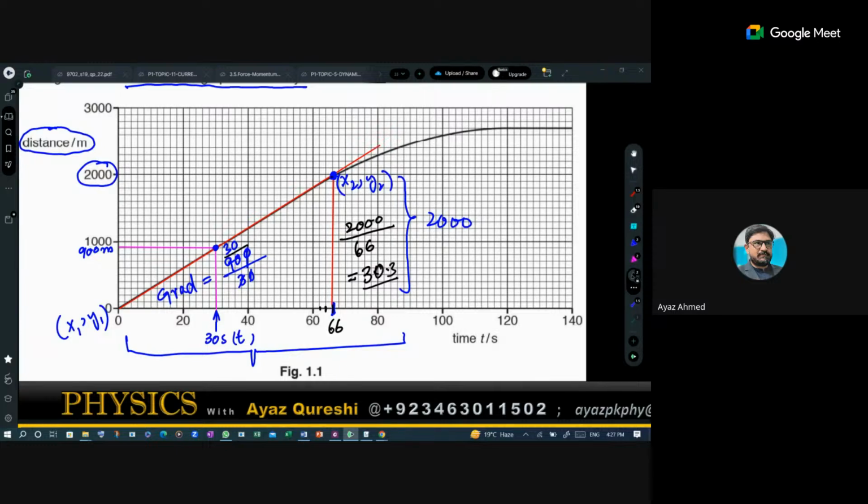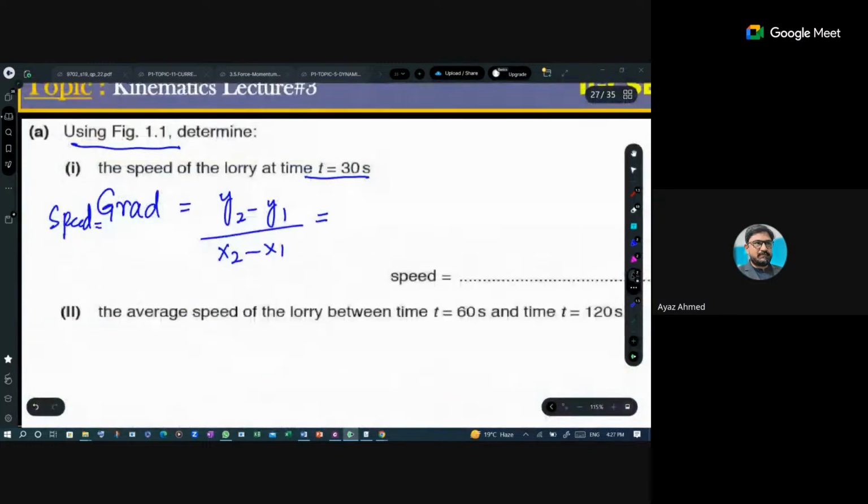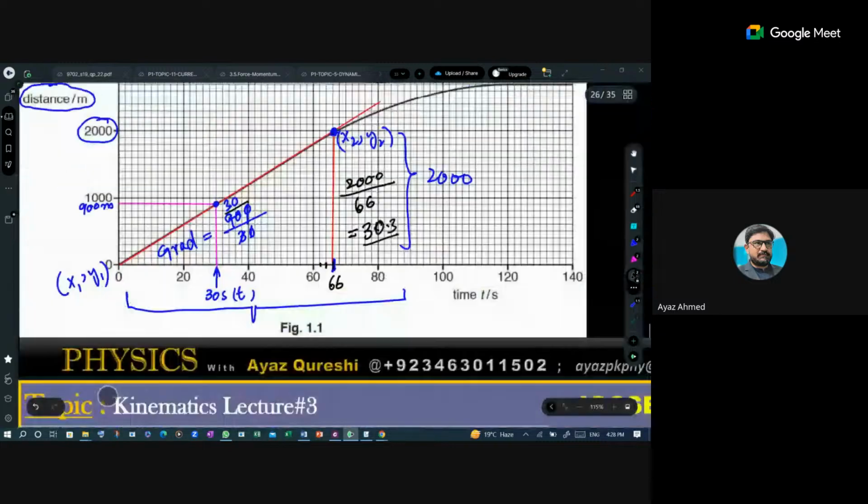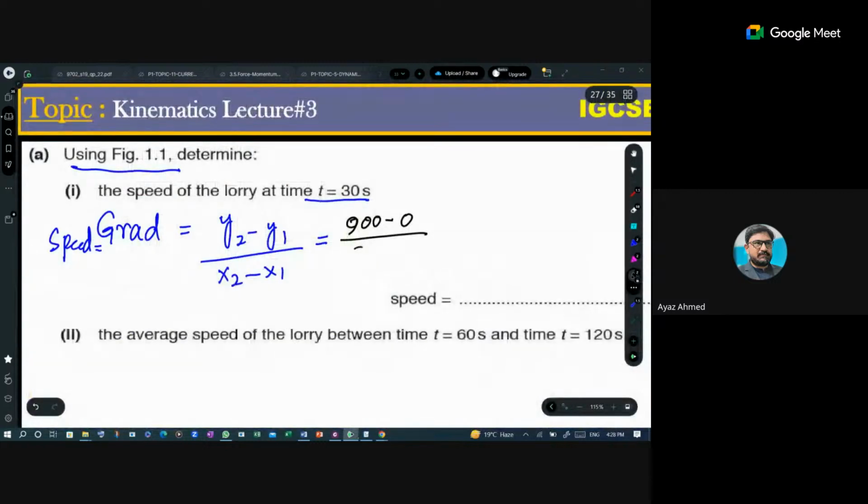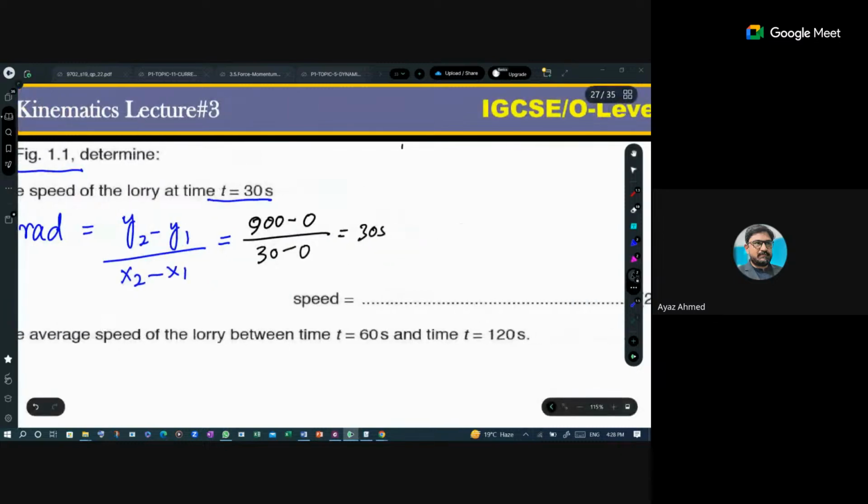So you have to take the gradient actually. Whatever values you select, it's your choice. If you select 900 minus 0 divided by the time for 900, which was 30 seconds, 30 minus 0, your answer would be correct, 30. If you have selected any other point from the gradient, you will be awarded the marks.